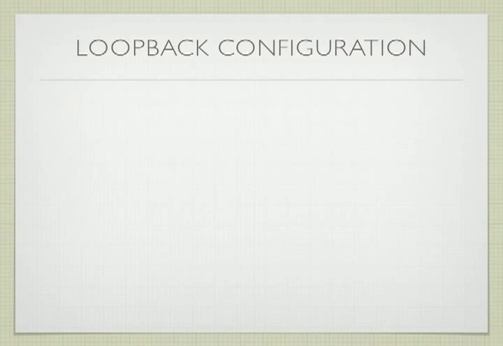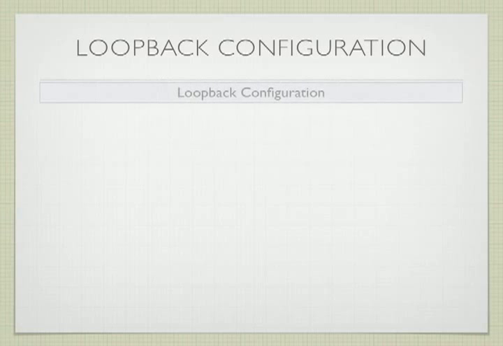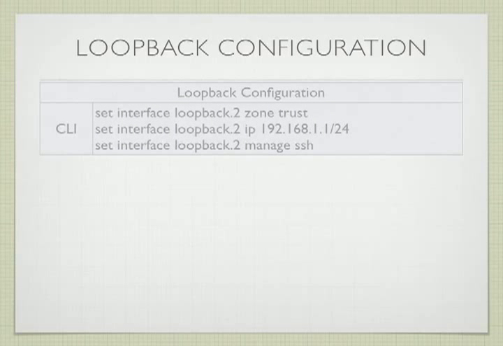Configuring loopback addresses. On the command line, they're an interface like any other interface, so we're going to use our set interface commands. You can have multiple loopback addresses, so set interface loopback to zone, put it in zone trust, assign it an IP address of 192.168.1.1, and we can turn management on so we can use SSH to this address to manage the device.